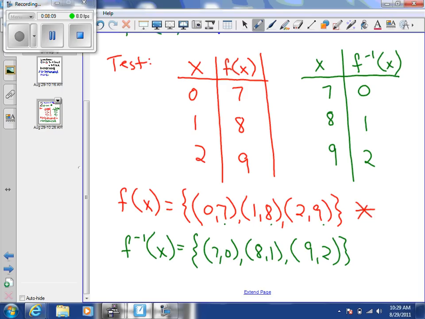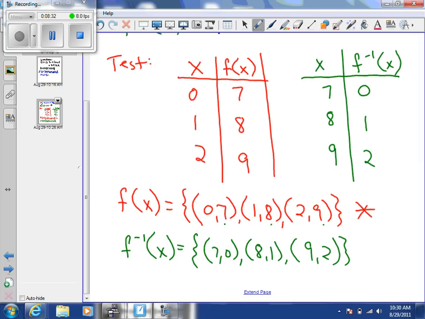The x values, or the domain of the original function, become the range of the inverse, and vice versa. So that is a relationship that will always be true about a function and its inverse. However, we don't always find the inverse this way. We have a systematic way of doing so.